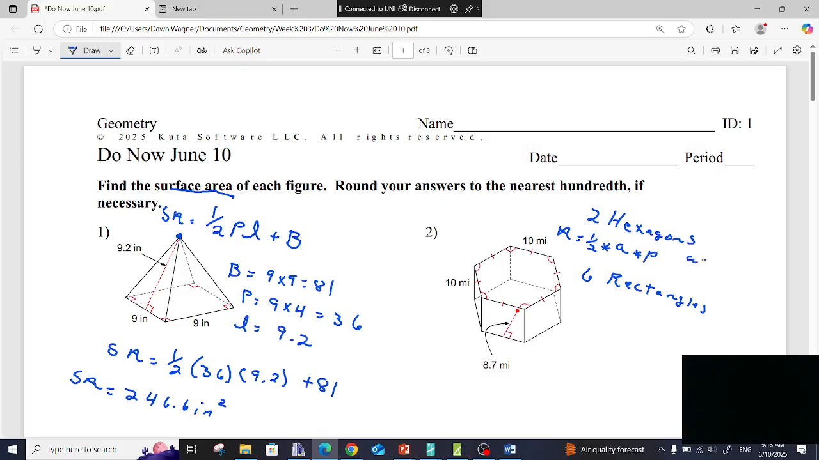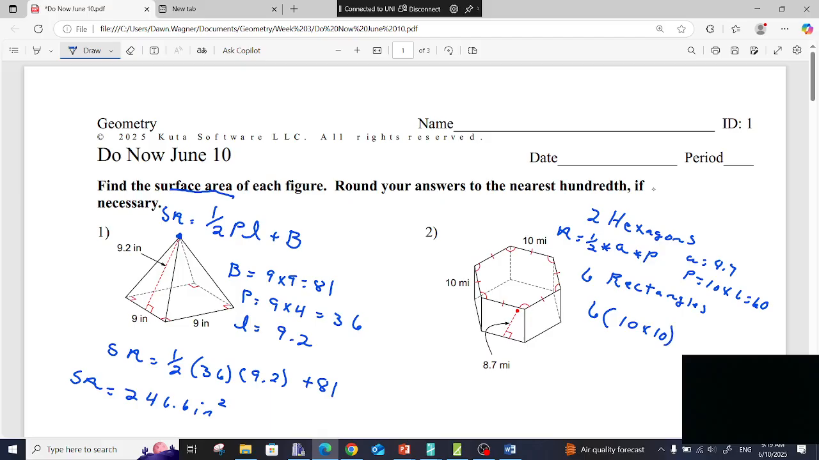The apothem is 8.7. The perimeter is going to be 10 times 6 because there's 6 sides: 1, 2, 3, 4, 5, 6. So that would be 10 times 6, which is 60. All these rectangles have the same measure. They're actually squares, 10 by 10. They're 10 in length and 10 in width. So there's 6 of them, 10 times 10. And then you would add these together.